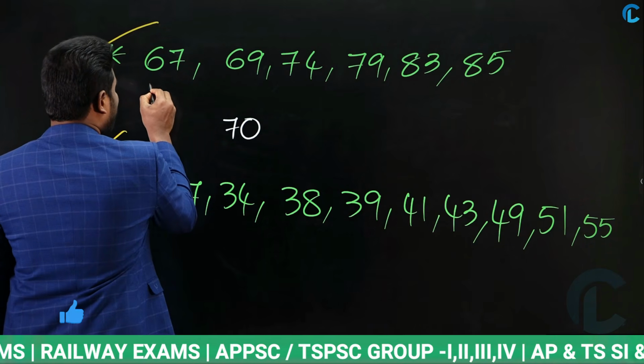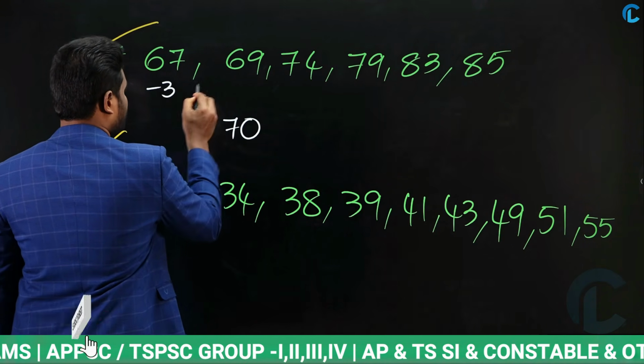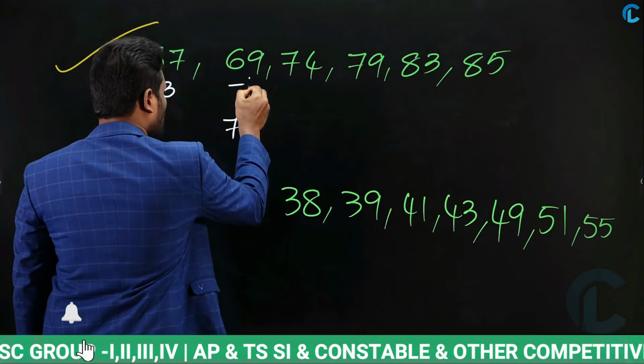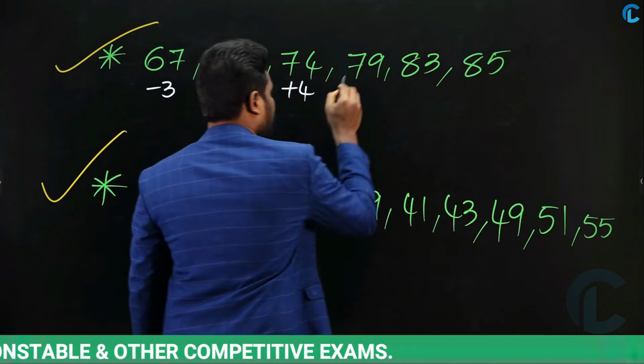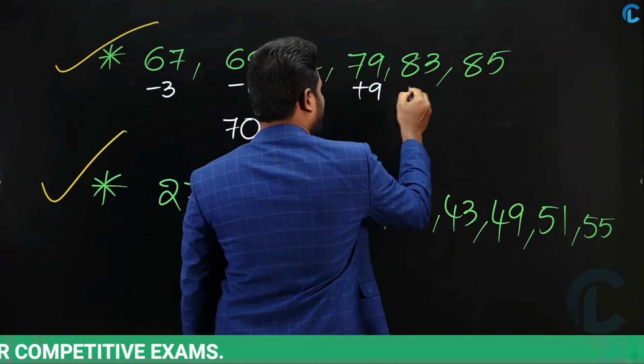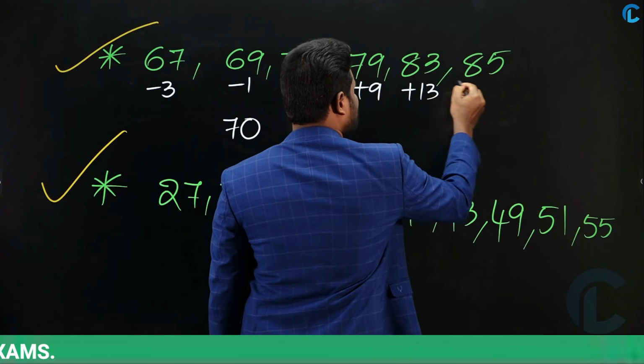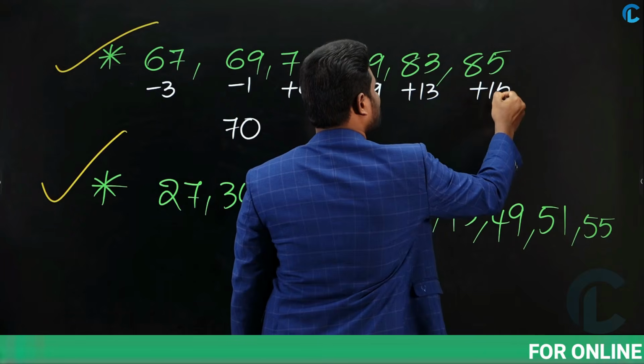If you look at this number, this is 3 less than 70. If you look at this number, this is 1 less than 70. If you look at this one, this is 4 more than 70. This is 9 more than 70. This is 13 more than 70. This is 15 more than 70.